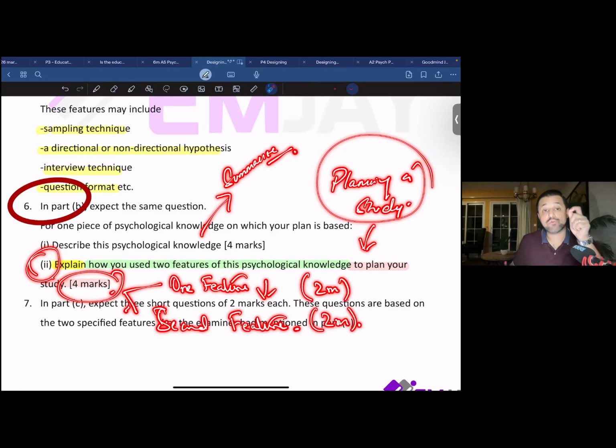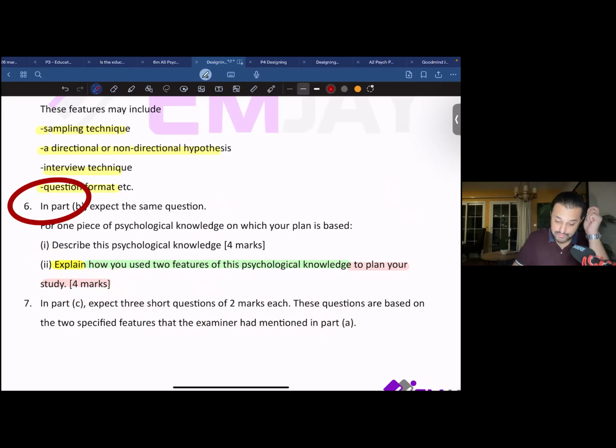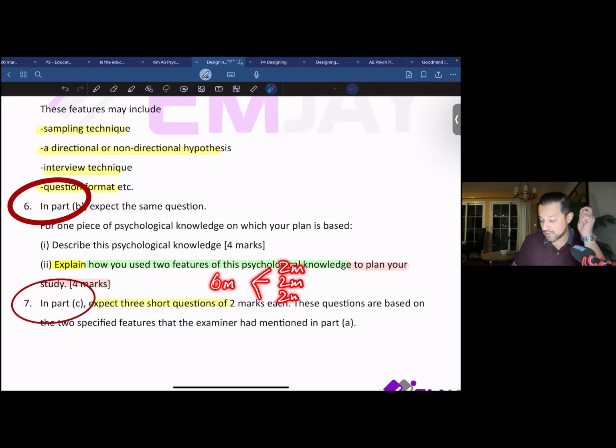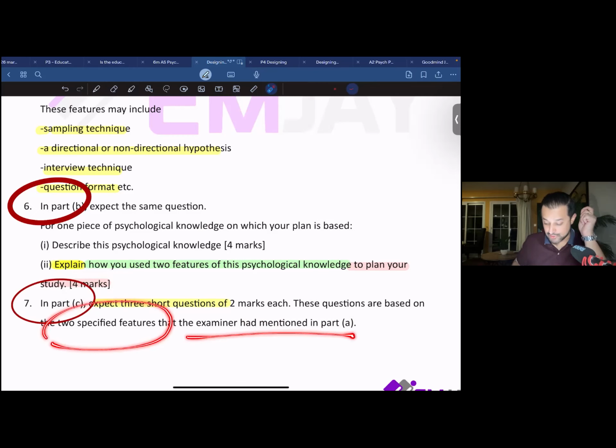You'd have to write down how through your study you have put that particular piece of psychological knowledge to use here. This was part B. Moving on towards part C here. In part C, expect 3 short questions. Remember when I had said this is a 6-mark question divided into 3 questions of 2 marks each. These questions are based on 2 specified features that the examiner had mentioned in part A.